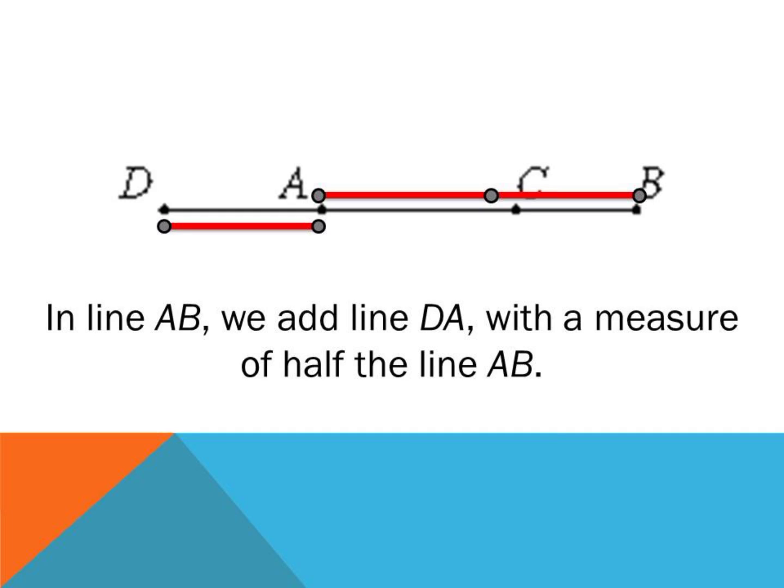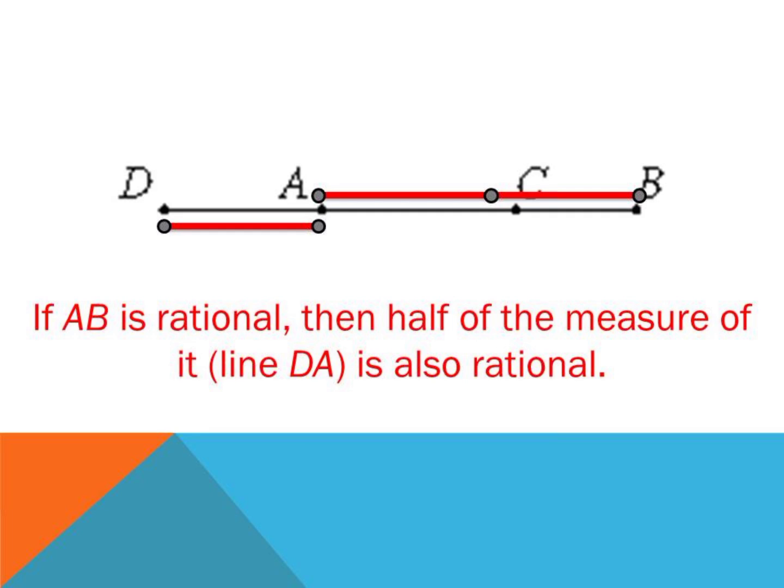In line AB, we add the line DA with a measure of half the line AB. And if the original line AB is rational, therefore, half the measure of it, which is the line DA, is also rational.